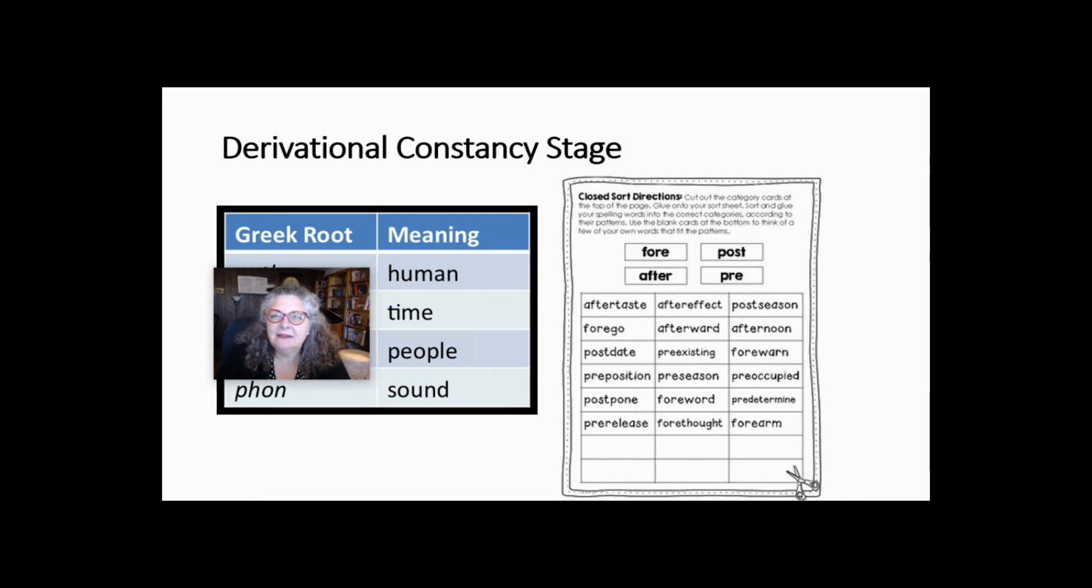Sorts might be switched so that you're having kids sort words for having particular roots, bases, prefixes, or suffixes, and then thinking about how, when you add pre to a word, it changes the meaning of that word.